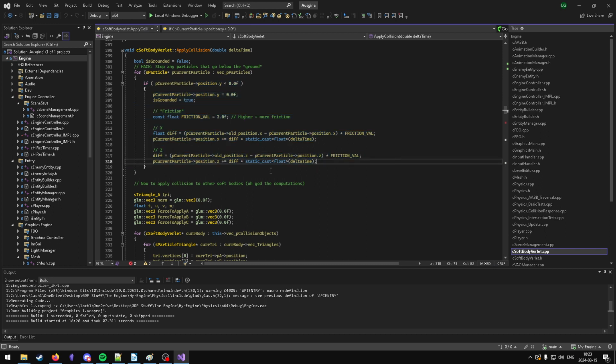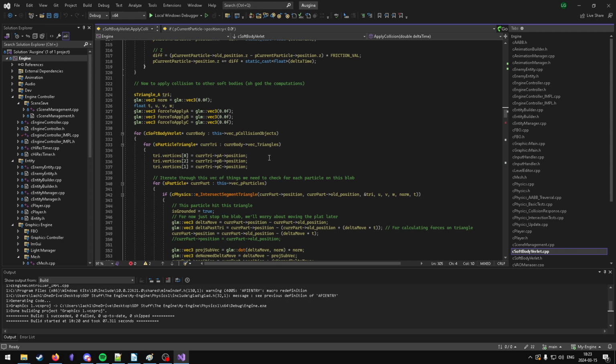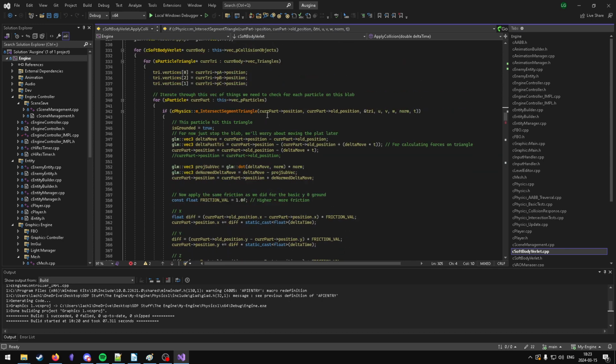There's my meh friction. This part's just for checking if it's below y equals 0, which is the infinite plane that is the floor. But the platform is different. There are two scenarios where I detect collision. One is where a particle's old position and new position go past a triangle's face. The platform is made up of, I believe, 12 triangles, and I do detection on all the triangles for each of the particles. It's a little intensive, but for a small demo like this, it runs pretty okay.